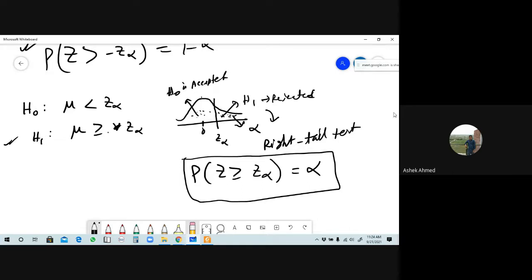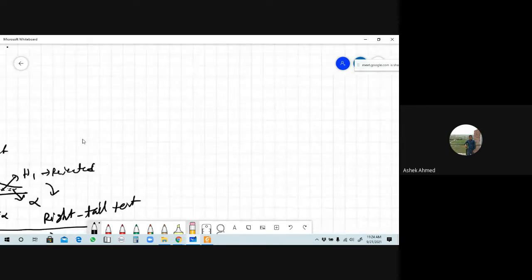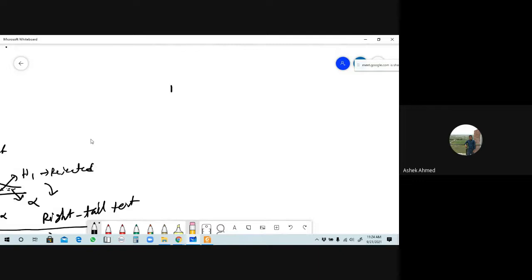Now we will discuss another tail test, when the null hypothesis is, suppose, mu equals a value. This value can be any type of value. So from here the alternate hypothesis will be what? If mu equals a value, where the value can be any value, then in that case the alternate hypothesis will be not equal to that value, is it right? Yes sir. Okay.